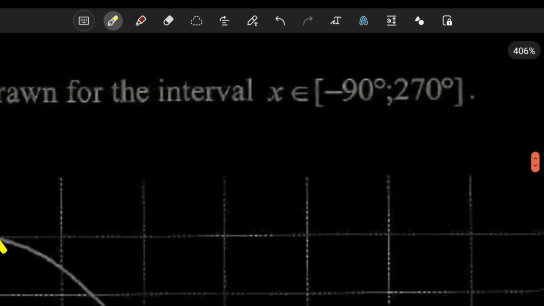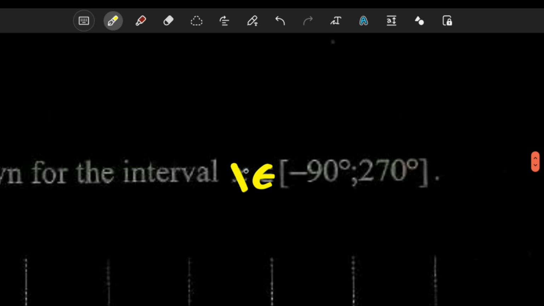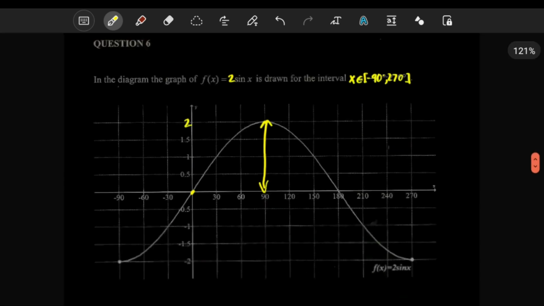Secondly, they said this is in the interval negative 90 to 270. What is negative 90 and 270? 270 is there, you see. This here is half of the sine graph, and the full graph would end somewhere there at 360, but ours ends at 270, which is okay. That's why they have given us this domain here. We're seeing it from negative 90 until 270.